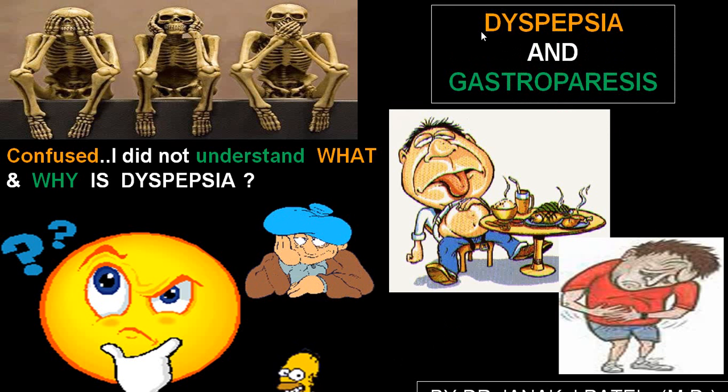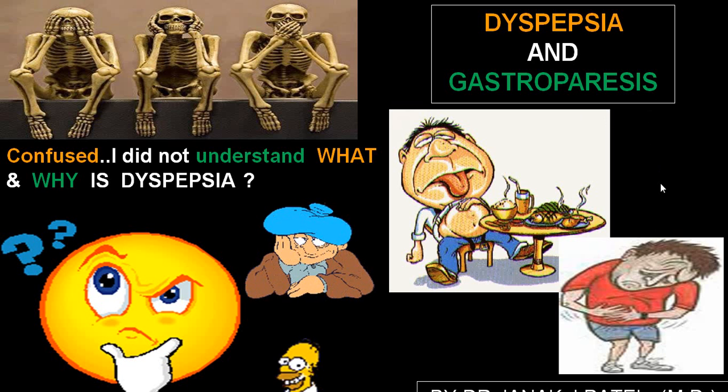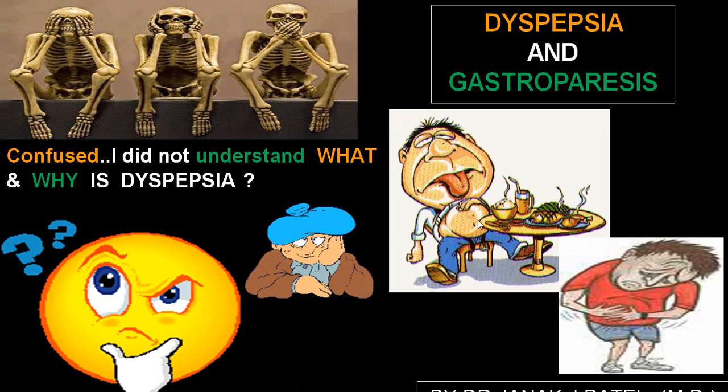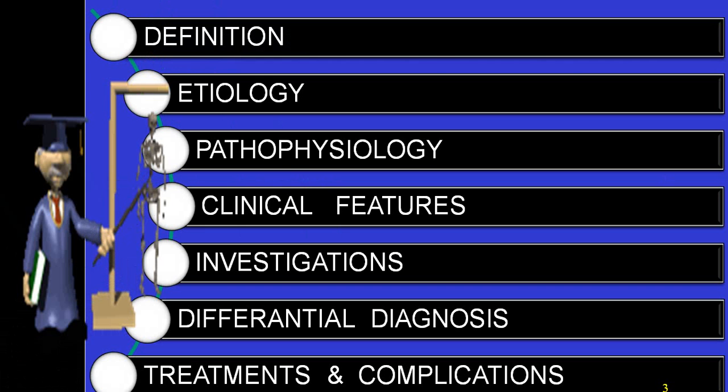So yes, in this lecture I will be talking mainly on dyspepsia, and a little bit on gastroparesis, but I will have a separate video lecture on gastroparesis. A person invariably presents with these two typical symptoms: pain in the epigastric region, and fullness or bloating sensation. Those symptoms together, we label as dyspepsia. We'll be discussing under this heading: definition or introduction, etiology, pathophysiology, clinical features, investigations, differential diagnosis, treatment and complications.